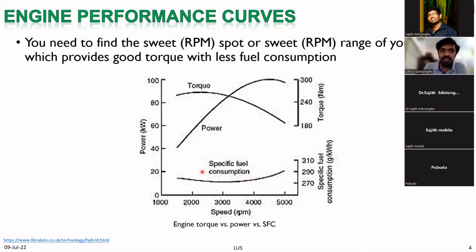Therefore, what we usually need to do is try to find the sweet spot of your engine, the sweet RPM spot or the sweet RPM range. According to this figure, we can say that the sweet RPM range is somewhere between 2000 RPM and 3000 RPM. Within this range, the engine gives you a significant amount of torque while consuming less fuel. That is the science behind the sweet spot of an engine.